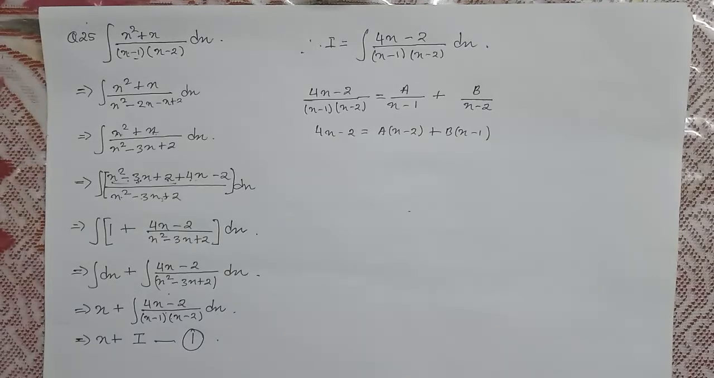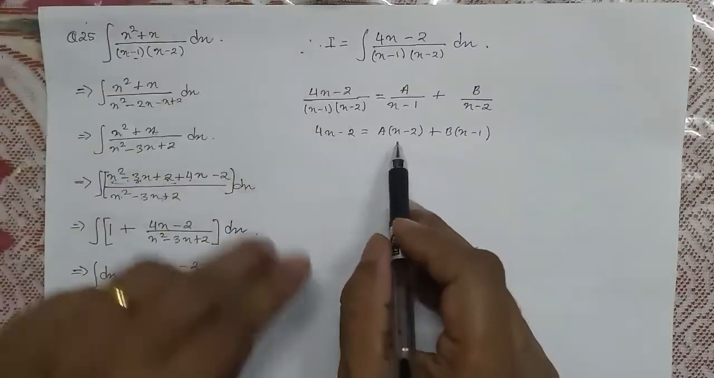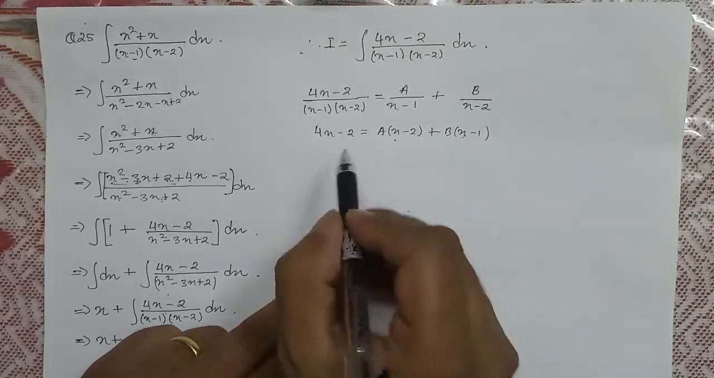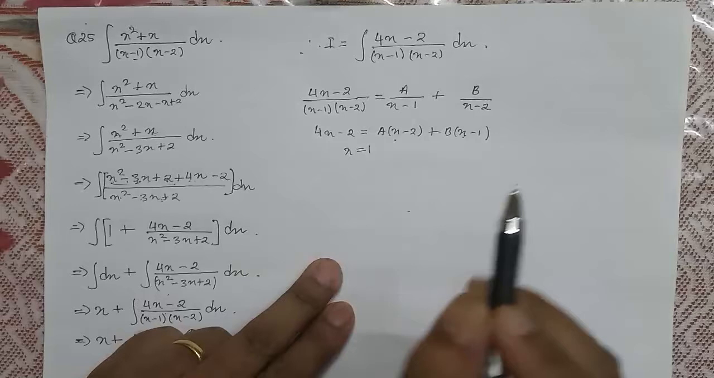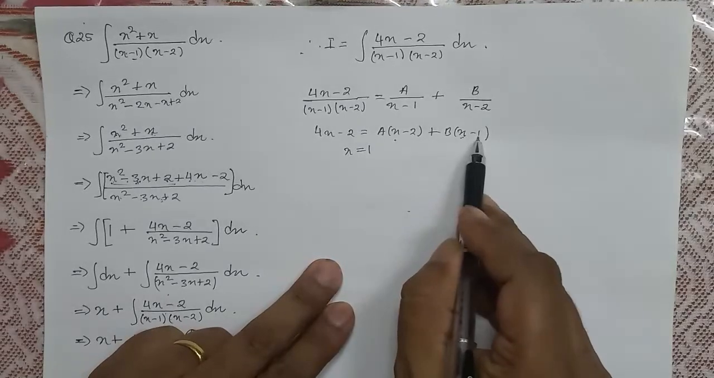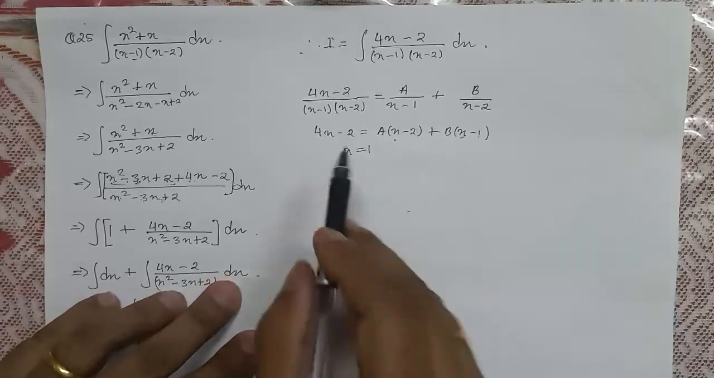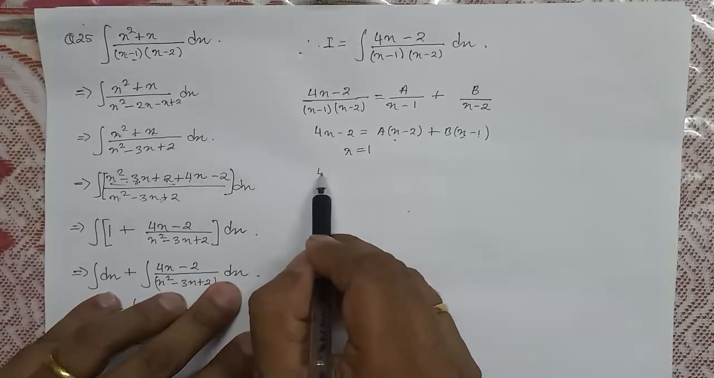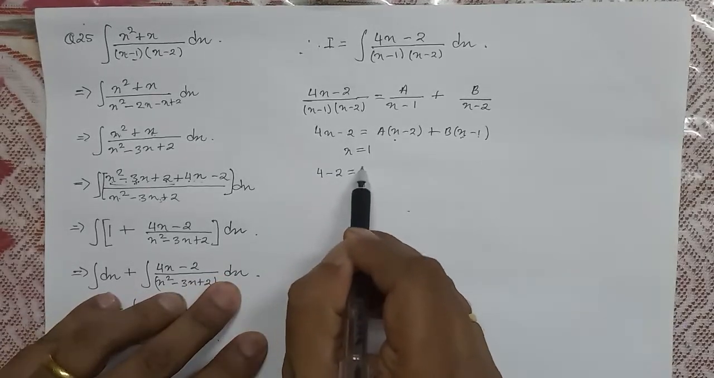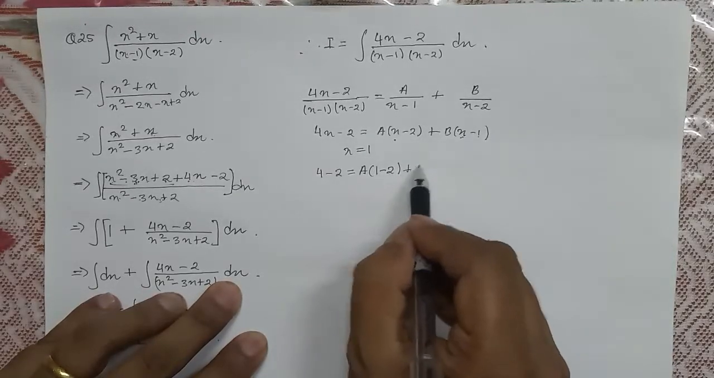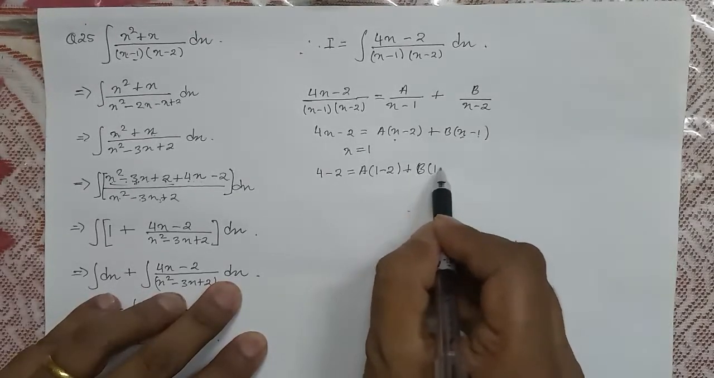To calculate the value of a, you have to make the b quantity 0. How to make b 0? If I consider x equal to 1, then 1 minus 1 is 0, so the entire b quantity will be 0. Then we can calculate the value of a. So it is 4 into 1 is 4 minus 2 is equal to a into 1 minus 2 plus b into 1 minus 1.